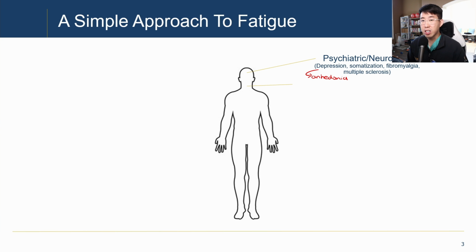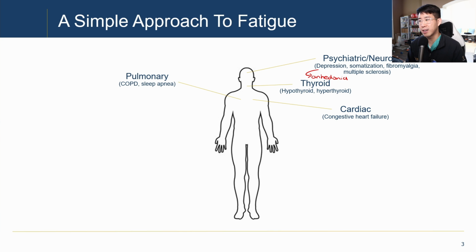Next, we think about things that could be going on in the neck, and in this case, that would be the thyroid. You could have hypothyroidism or hyperthyroidism that causes fatigue. Moving into the chest, we have the heart, and specifically, we think about cardiac etiologies such as congestive heart failure. We've also got the lungs, so we think about pulmonary conditions such as COPD or sleep apnea. In the abdomen, we have the kidney, and you can think about chronic kidney disease and uremia. You also have the small organ on top of the kidney, the adrenal glands, which can cause fatigue by way of adrenal insufficiency.